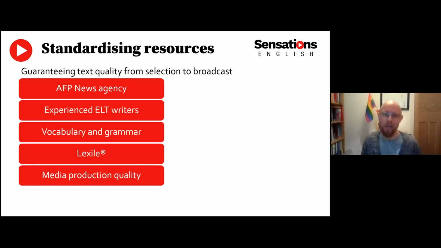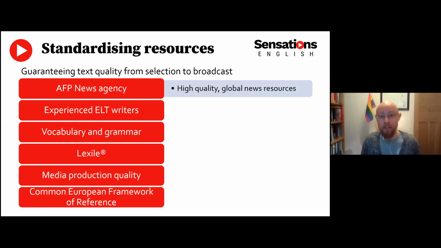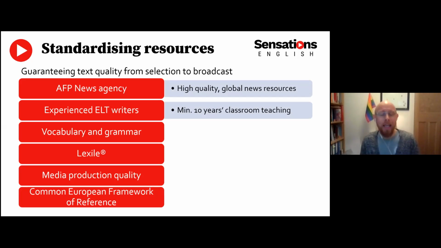And then we have media production, high quality from an industry expert. And on top of all of that, we consider the Common European Framework of Reference and how that connects into everything that we produce. And so the AFP News Agency is high quality global news resources. All of our writers have a minimum of 10 years classroom experience, because we have found that without that, the ability to get to know what the students will need at each level, expect and anticipate what learners might have challenges with, and also what learners can cope with, is really difficult without that level of classroom teaching across all levels of English.